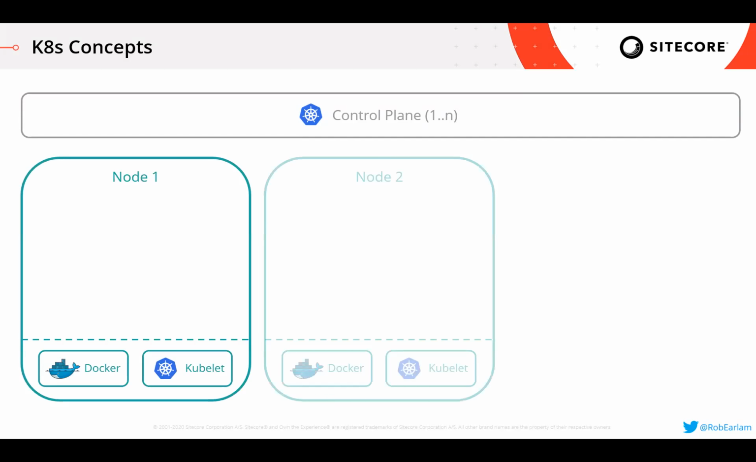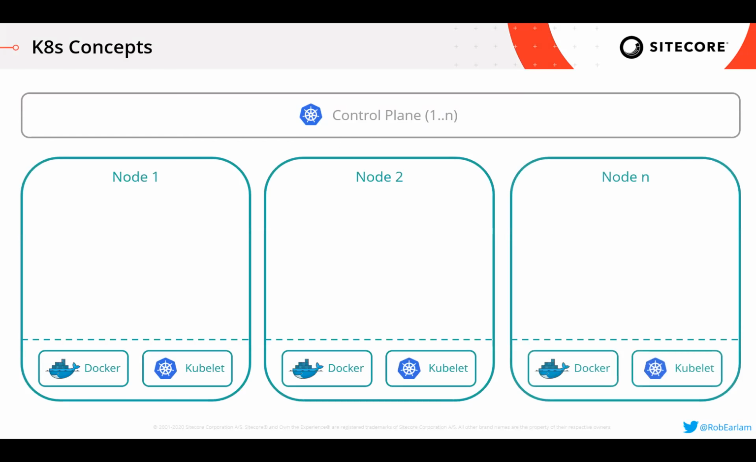After that, we introduce the concept of nodes. As we said, this is where our pods and our containers are actually going to run. Each of these nodes, as you can see, has a kubelet installed, which is what the control plane uses to interact with that node. And it also has a container runtime. In our case, and in most cases, that's Docker.